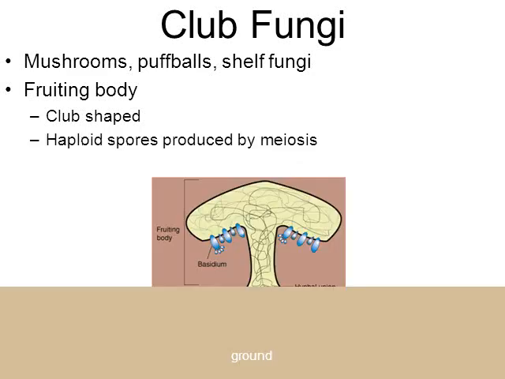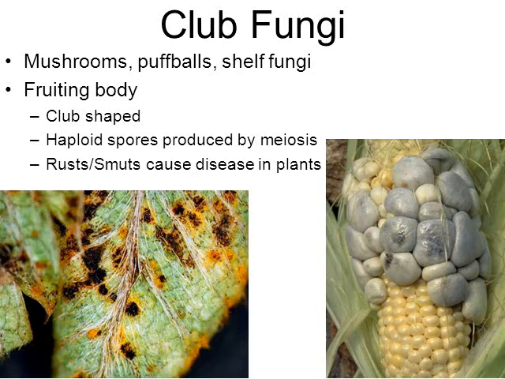And let's not forget, when they grow their fruiting bodies above ground, the fruiting body structures, the spore-producing structures, will create spores through the process called meiosis. In the picture, you can see the name of the spore-producing structure. It's called the basidium. You'll see that in just a moment. Often we also see examples of club fungi that cause disease in plants.